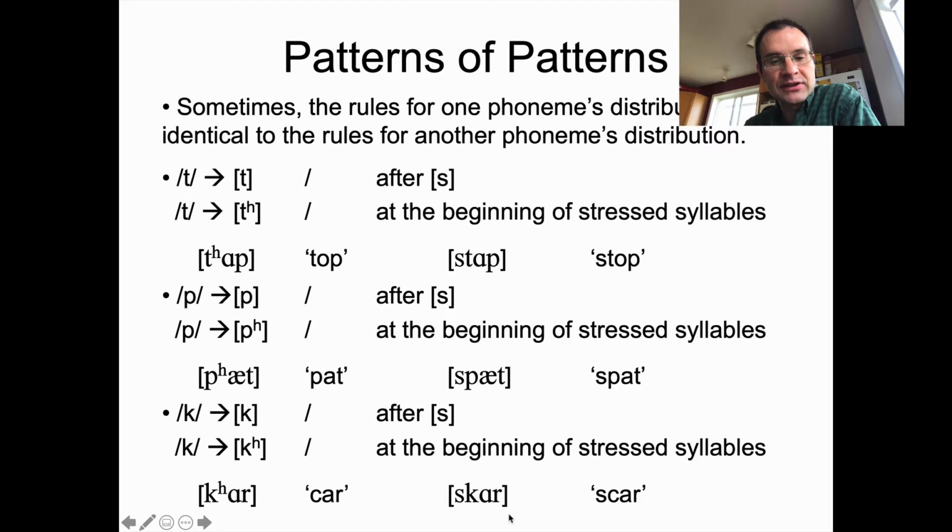So after an S, like in scar, it's unaspirated, but just by itself at the beginning of a word like car, it's aspirated. So in every single case, each one of these sounds by itself at the beginning of a word or at the beginning of a stressed syllable is aspirated, but after an S, in the onset of a word, they are all unaspirated. So they're all kind of doing the same thing. Why is that? Well, we don't necessarily need to know exactly why so much as we need to recognize the pattern of the pattern.